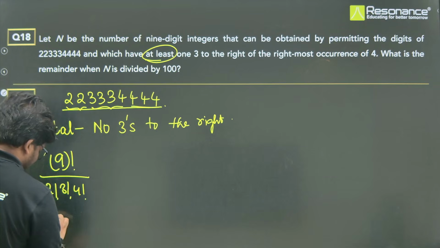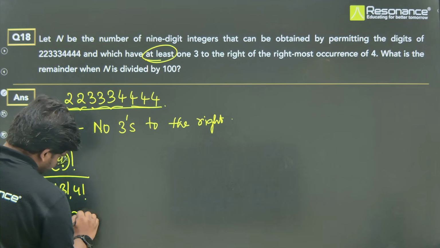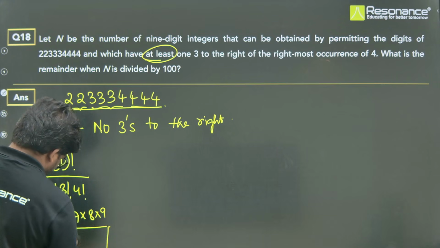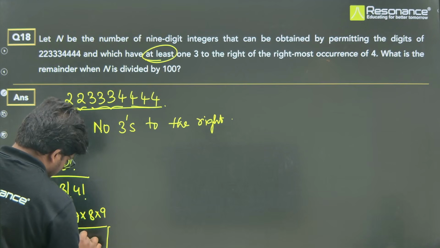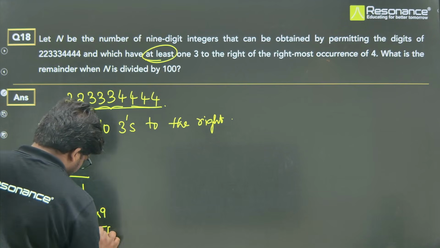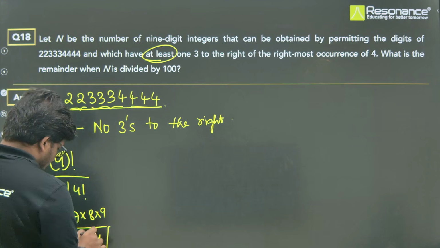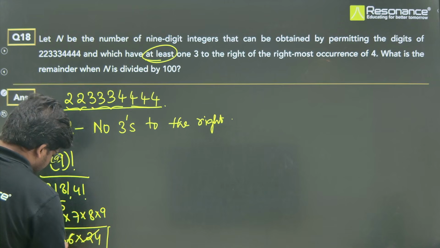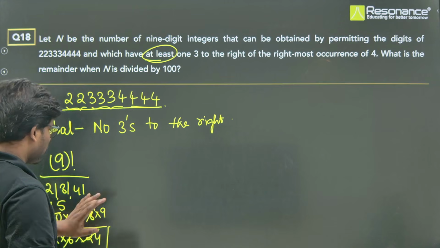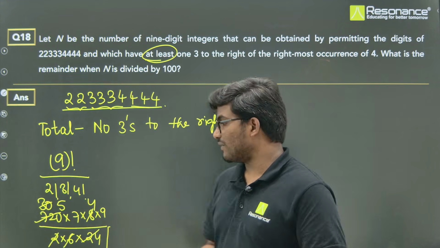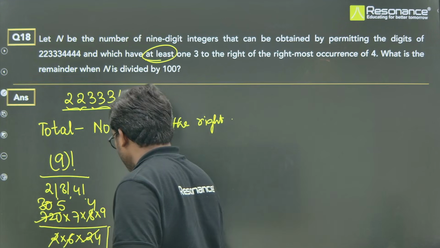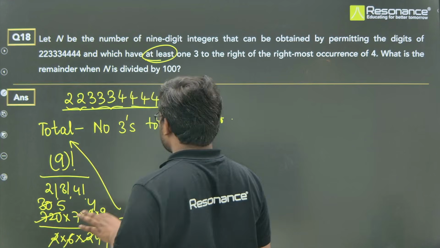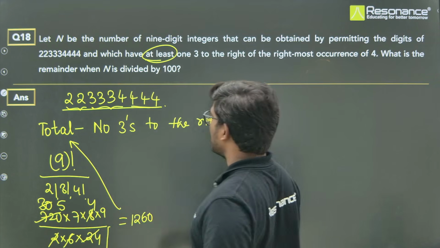So this is what? 720 into 7 into 8 by 2 into 6 into 4 factorial, which is 24. So 24, 30s, 5, this is 4. 5 into 4 is 20. 20 into 7 into 9. 63 into 20 is what? 1260. So the total number of cases is 1260 minus no 3s to the right.